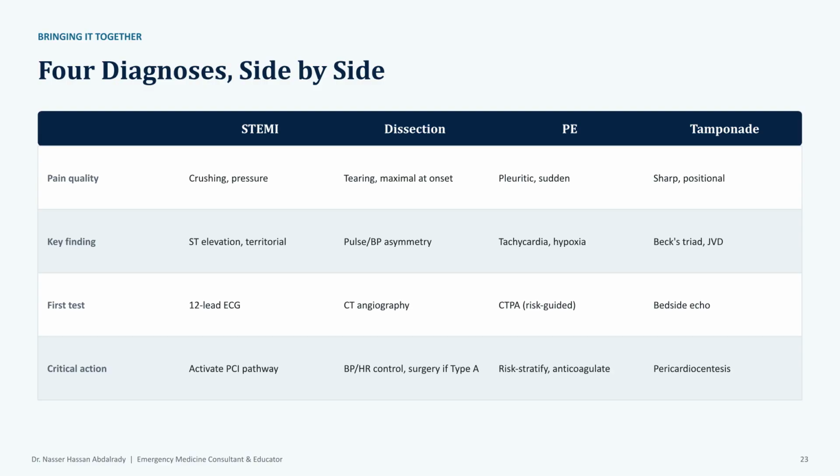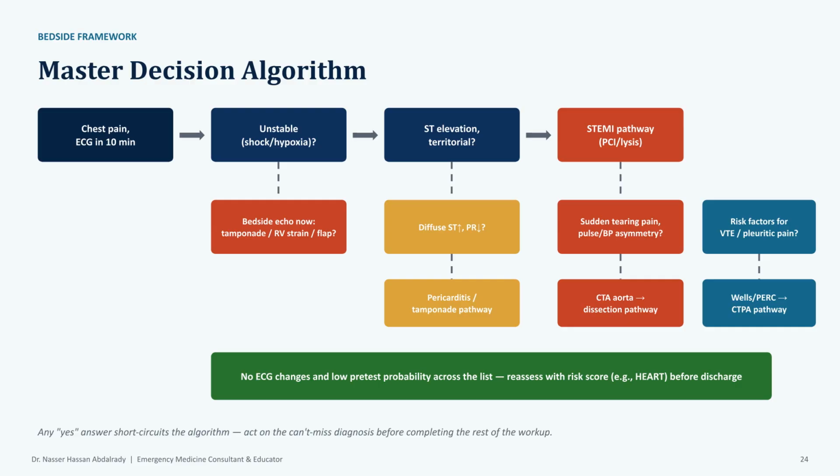We have covered 4 distinct diagnoses with unique pain qualities, findings, and diagnostic priorities. There is no single pathway for chest pain. Your ability to distinguish between these critical conditions based on their specific clinical features is what drives successful, patient-centered care. Use this framework. If a patient is unstable, get a bedside echo immediately. If stable, let the ECG and history guide you toward the correct pathway. Any positive finding for a can't-miss diagnosis should short-circuit the algorithm, allowing you to prioritize life-saving interventions immediately.